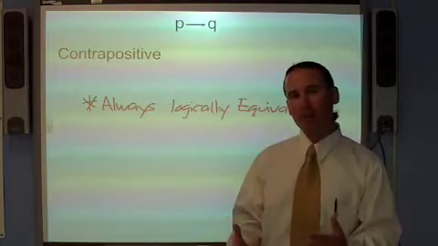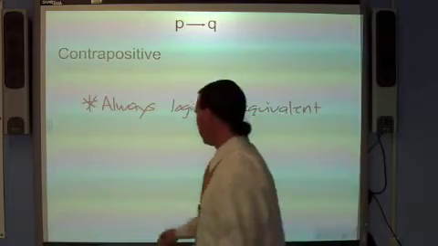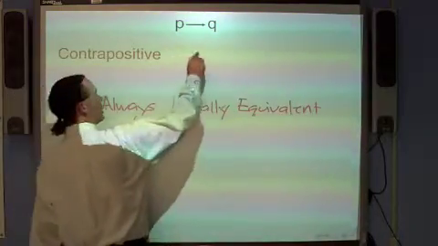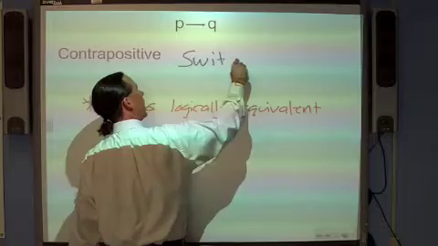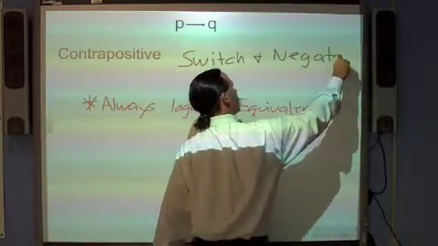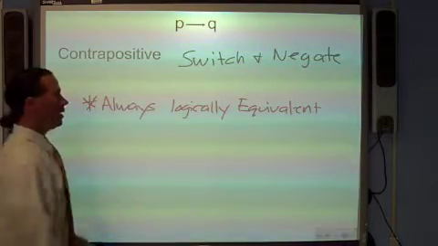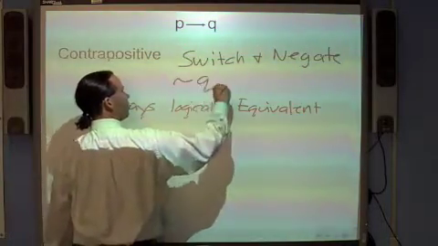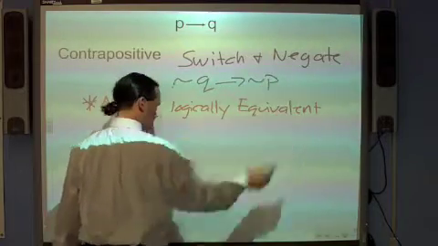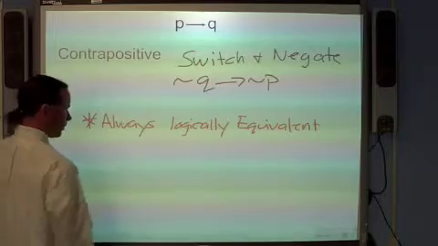How do we get a contrapositive? We switch and negate. We do both of the things for the inverse and converse. So to get this, we switch and negate. So if I start with P, arrow, Q, I switch, I negate, I end up with not Q, arrow, not P. What if I start off with something a little bit more convoluted?